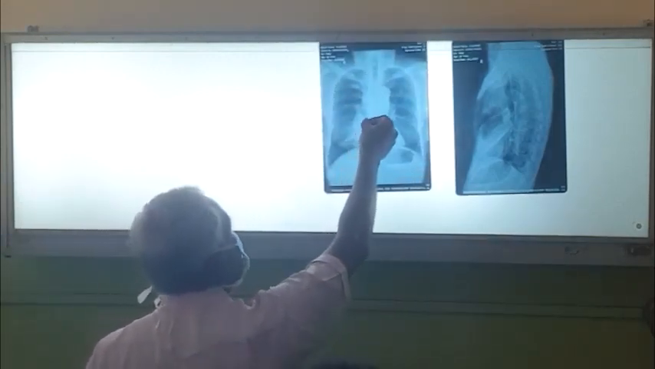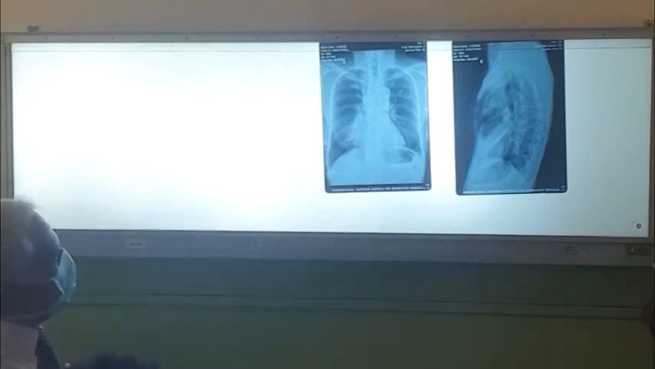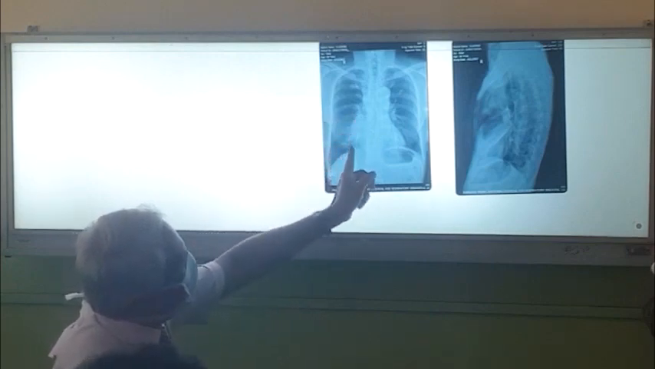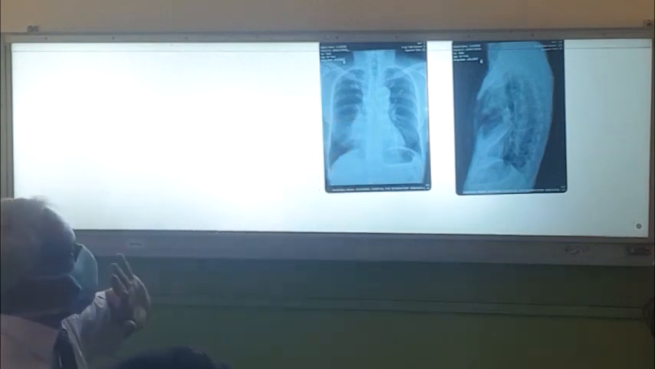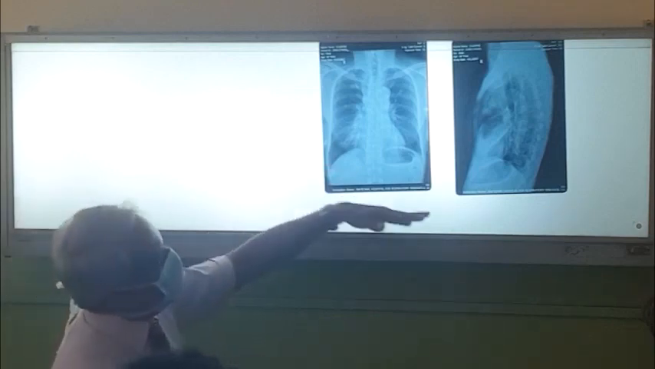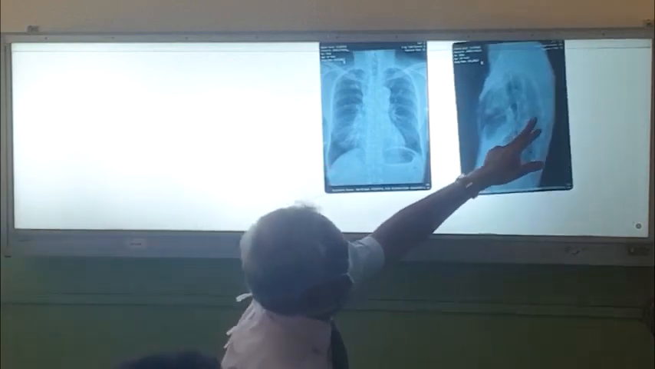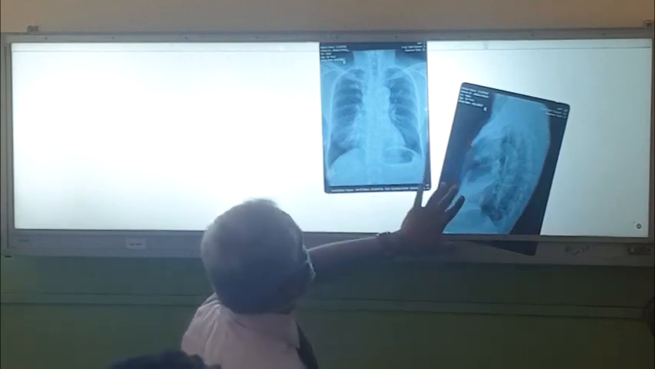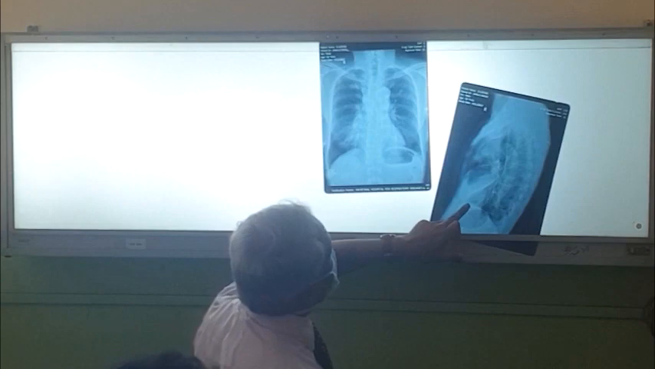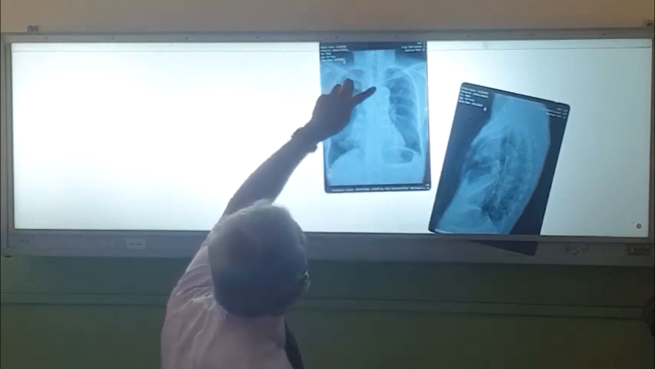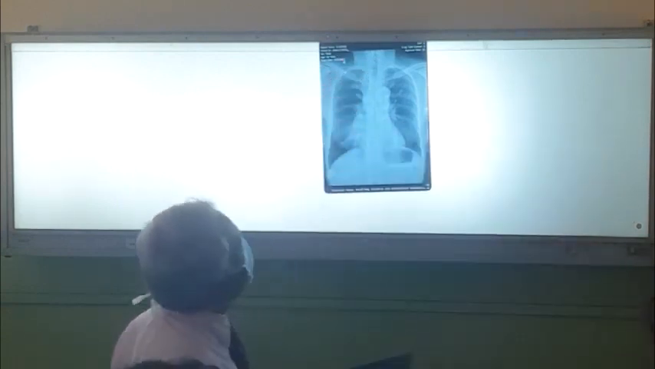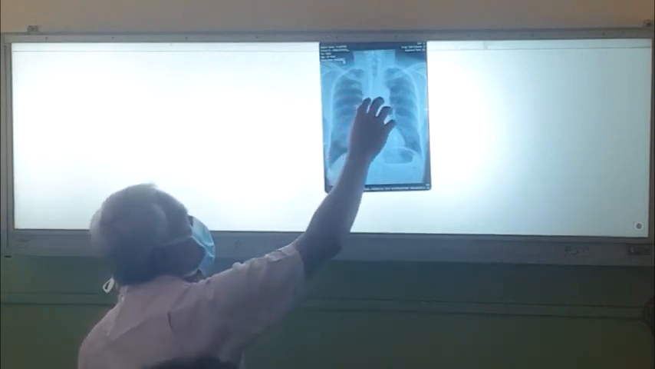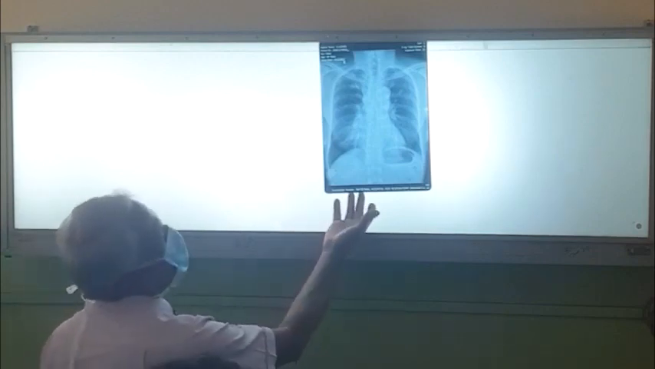But you can't see the right heart border here, and there is opacity here. If you see haziness here and you can't demonstrate the right heart border, there is something wrong in the middle lobe. So you do a lateral and see. You can see the oblique fissure here and some opacity in the middle lobe. Possibly segmental collapse, right? And this is the trachea. I told you next to the trachea, very few millimeters of soft tissue should be there. So there is a paratracheal opacity suggesting lymph nodes, right?